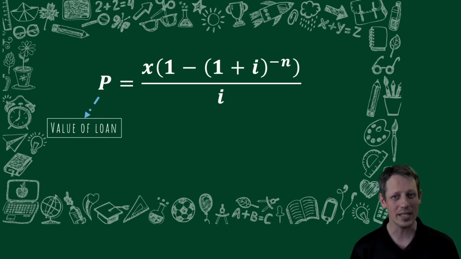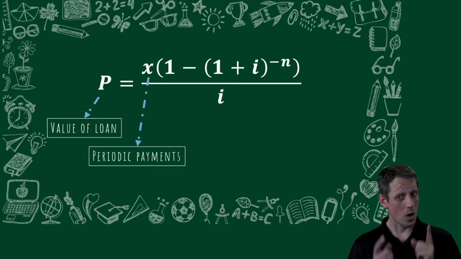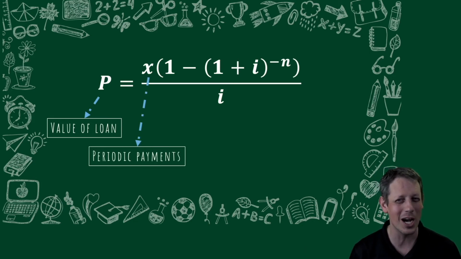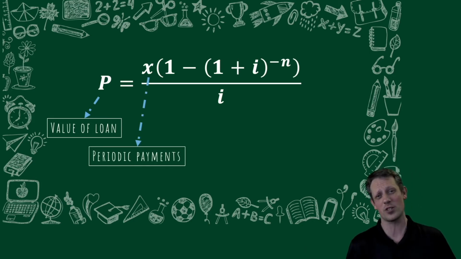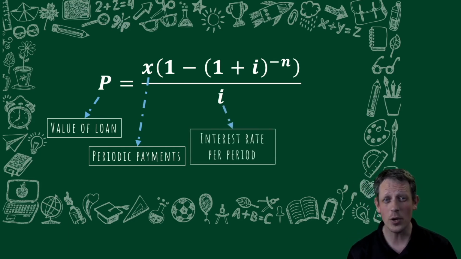Let's go over to X. X is the value of your periodic payments. Ooh, 4 or 5 mark exam questions. Oh, we love these. I can almost guarantee you there's going to be one. Then i is your interest rate per period.